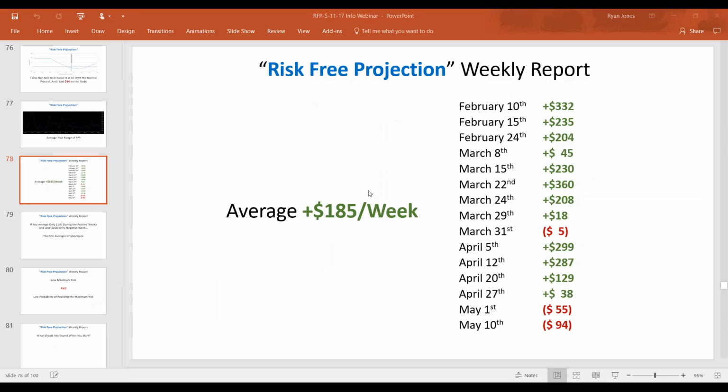Like February 24th to March 8th, there was a 2-week gap there. We weren't filled on anything. And then April 12th to April 20th, that's a full week, not filled on anything. May 1st to May 10th, we weren't filled on anything in the previous week. Right? So you're not going to be filled on everything. There are numerous opportunities. It's just a matter of how badly you want to get in and how aggressive you want to be with the approach.